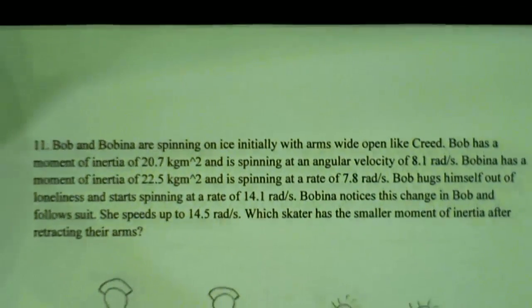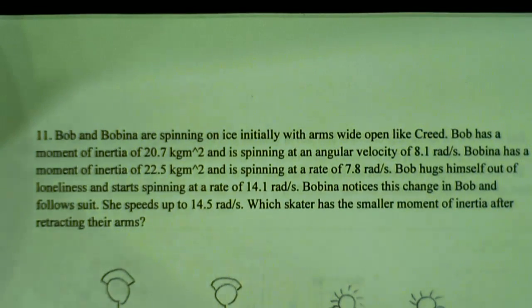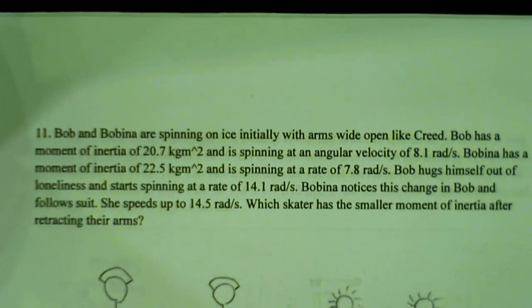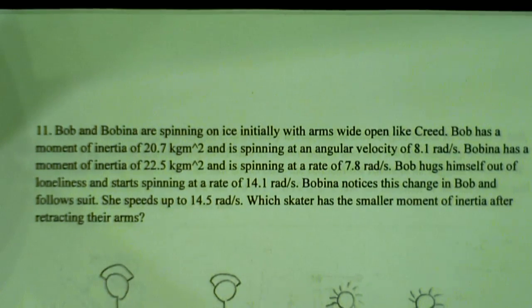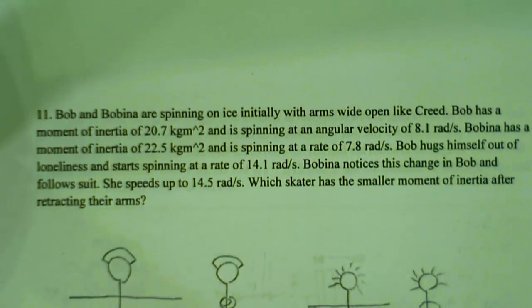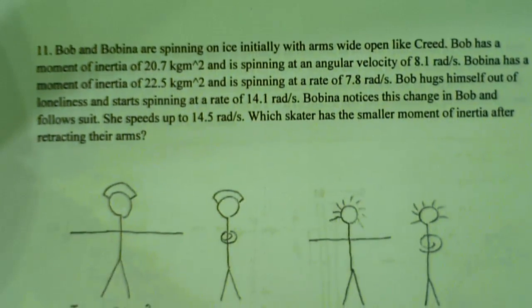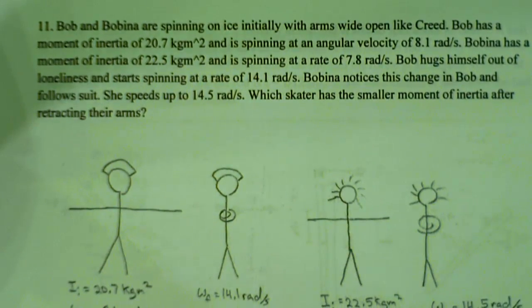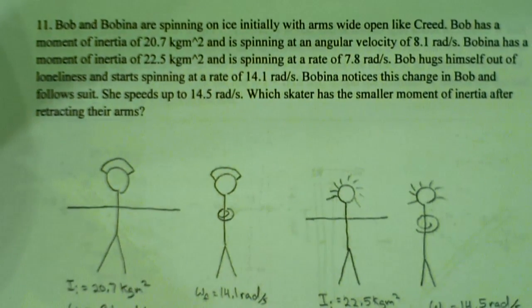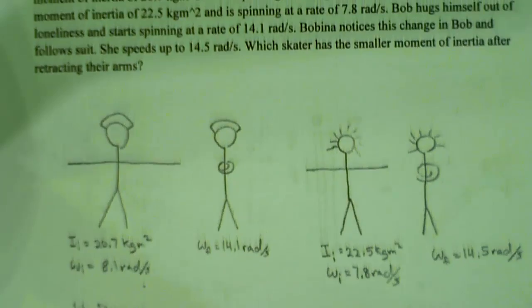All right. So yeah, now we're entering angular momentum. We have Bob and Bobina spinning on ice initially with arms wide open, like Creed. Bob has a moment of inertia of 20.7 kilogram meter squared and is spinning at an angular velocity of 8.1 radians per second. Bobina has a moment of inertia of 22.5 kilogram meter squared and is spinning at a rate of 7.8 radians per second. Bob hugs himself out of loneliness and starts spinning at a rate of 14.1 radians per second. Bobina notices this change in Bob and follows suit. She speeds up to 14.5 radians per second. Which skater has the smaller moment of inertia after pulling their arms back? All right, so this is the situation we have.